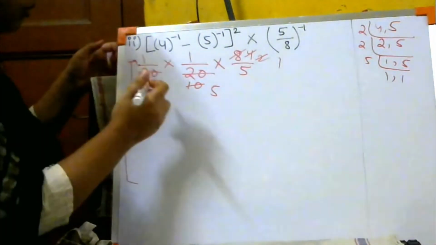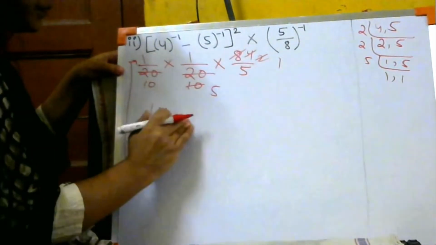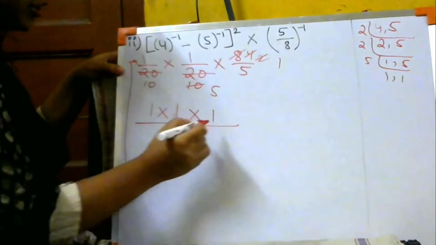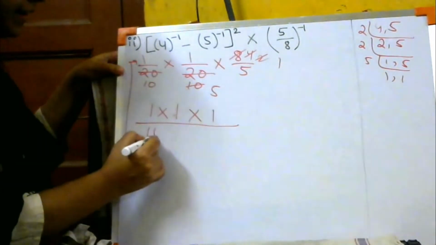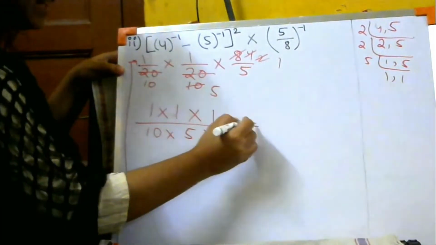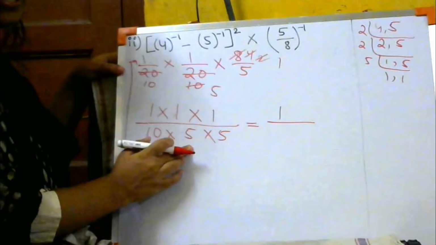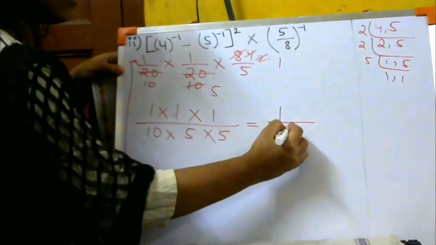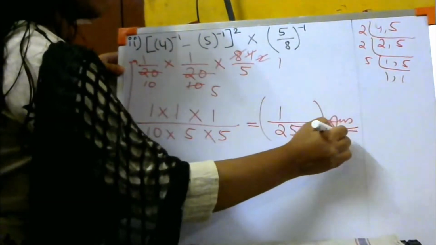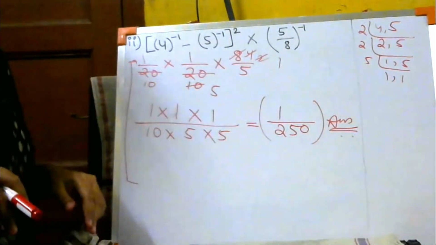Now, whatever is remaining at the top, 1 into 1 into what is over here? Again a 1. At the bottom, at the denominator, 10 into 5 into 5. Now multiply this. 1 into 1 into 1 is 1. 5 5s are 25. 25 10s are 250. This is your answer. I hope you people understood how to do this sum. 1 by 250 is your answer. Clear?